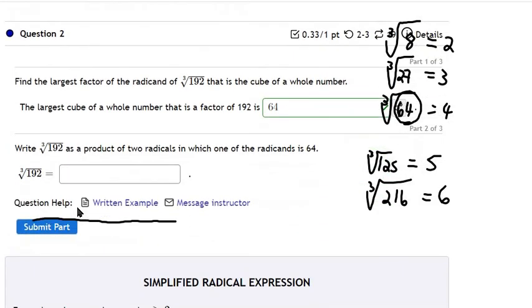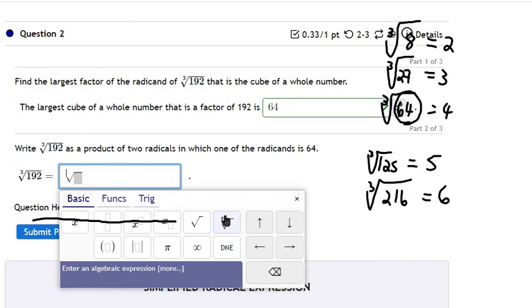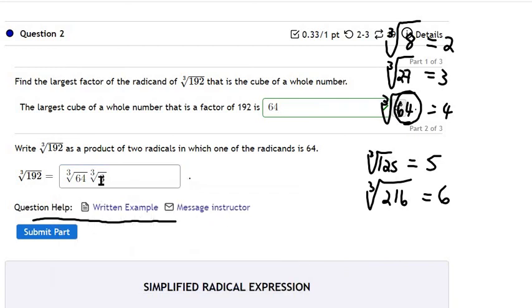Then it asks, write it as a product. So I'm going to break it up into the cube root of 64 times the cube root of 3, because 64 times 3 is 192. So I hit the cube root button, cube root of 64 multiplied by, and then I'll do the cube button again, cube root of 3. So I've broken it down now into 64 times 3, because 64 times 3 is 192. And that's the second part.